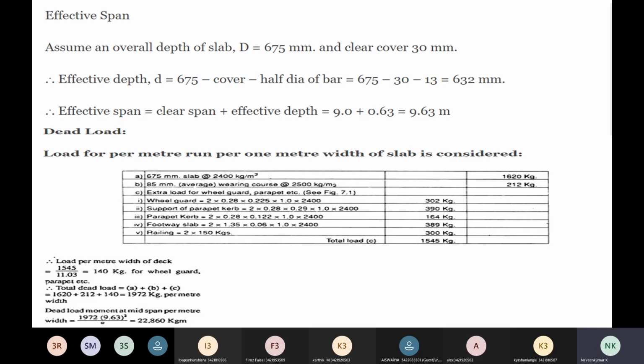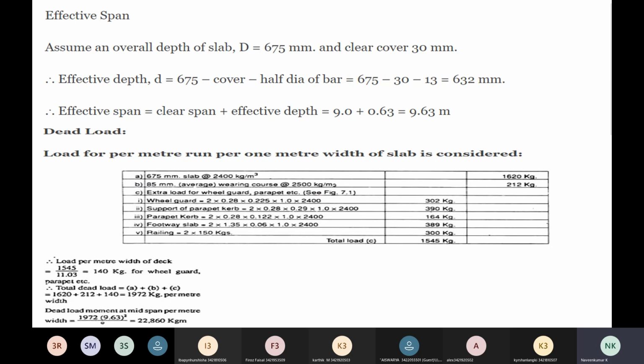Now, what are the things you're going to design? First of all, you should calculate the overall depth. From the overall depth, you can calculate the effective depth. You know the span, so from the span, you can calculate the effective span also. First of all, we are assuming the depth of the slab, capital D, as 675 mm, and clear cover is 30 mm. That is the overall depth.